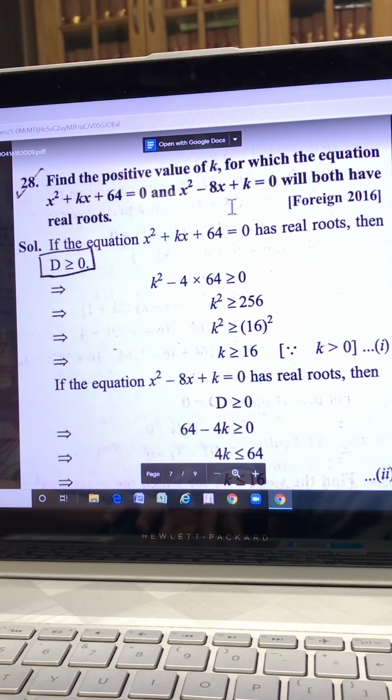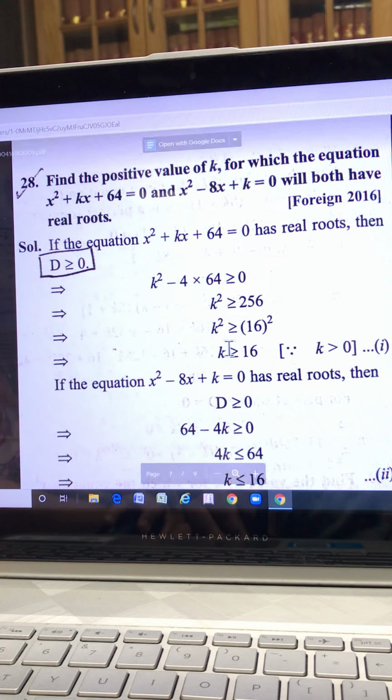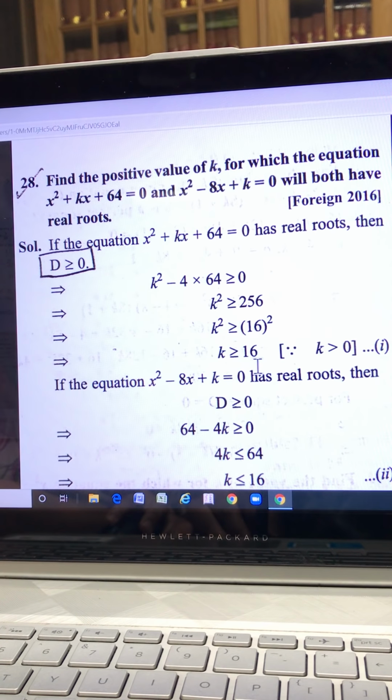Both the equations have real roots, so I will find their discriminants and put them greater than or equal to 0. So from the first equation, the discriminant b square minus 4ac is greater than or equal to 0. On simplifying, you will get the value of k as greater than or equal to 16. Now I take the second equation.